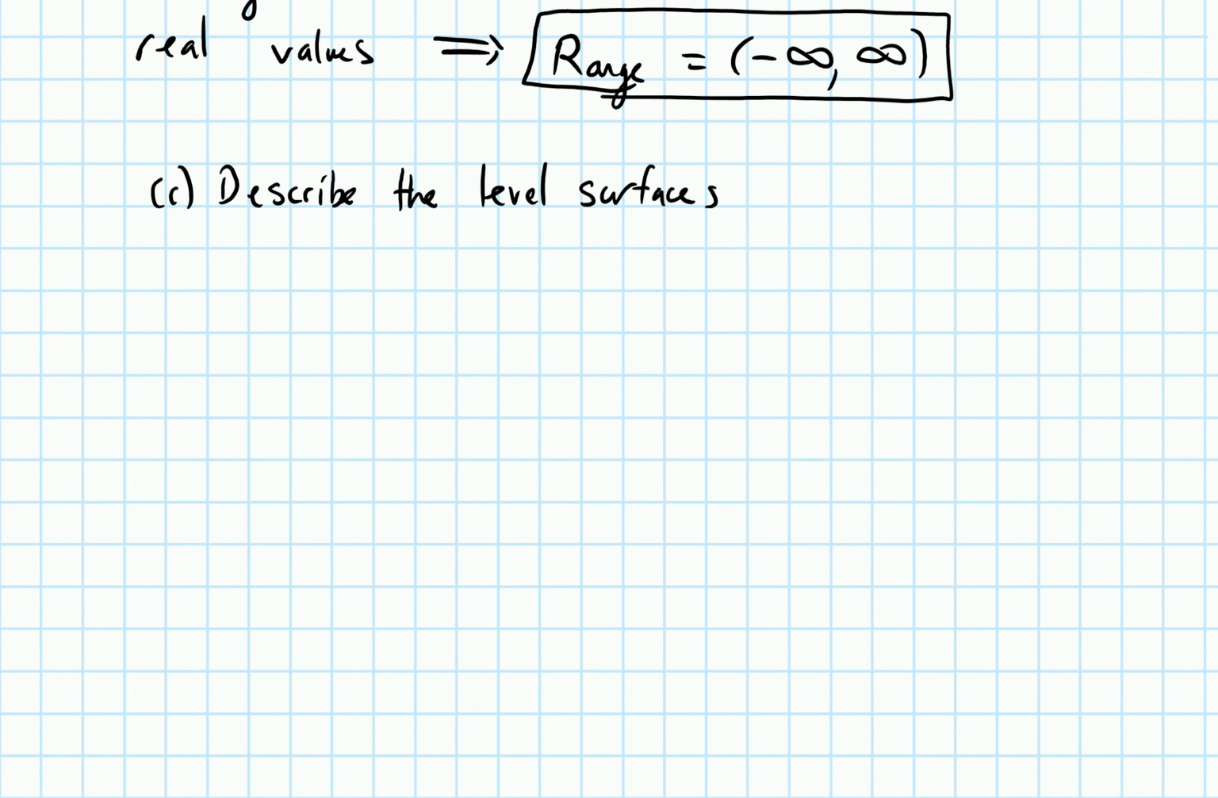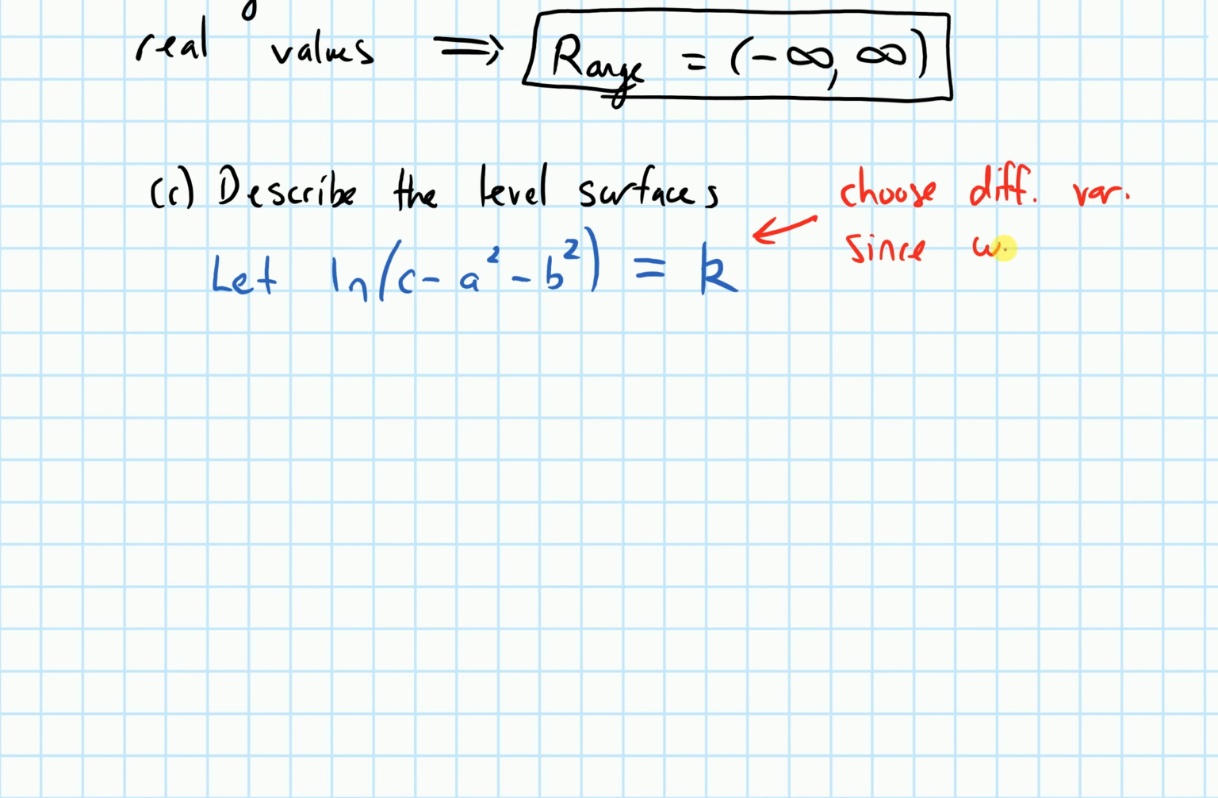Okay, so this doesn't specify what I'm going to let that c value equal, so I've got to be more general. Let's let our function ln of c minus a squared minus b squared equal something. I don't want to call it c because I already have a c in my problem. Let's call it k. Let's pick a different variable, since we already have c in this.